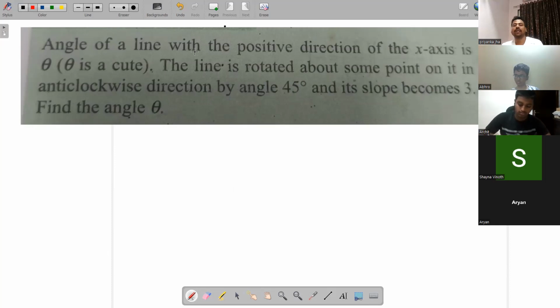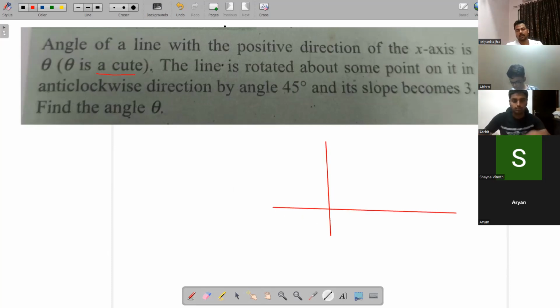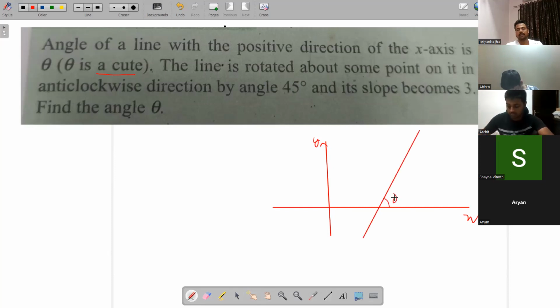Okay. See, the angle of a line with the positive direction of x-axis is theta. Means theta is acute, so the slope will be positive. The line is rotated about some point on it in anti-clockwise direction. Suppose this is x, this is y, and suppose this is the line. So this line is making theta angle with positive x-axis, that is, theta is very acute.